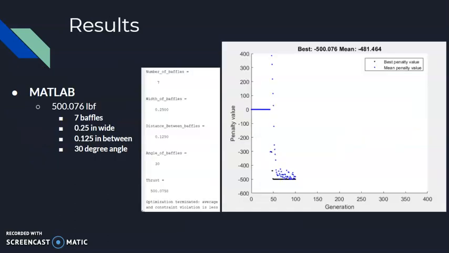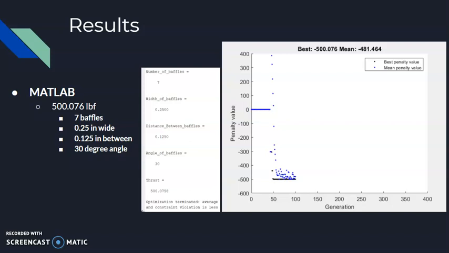Running the MATLAB algorithm gives a final thrust value of 500.076 pounds force. This comes with 7 baffles in the brake, each being 0.25 inches wide, with 0.125 inches between each of them at a 30-degree angle of deflection. The generation plot for this can be seen to the far right, where we can see how the successive generations of the algorithm work towards a global minimum until the average change in the penalty value, or the fitness function, becomes negligible between generations.